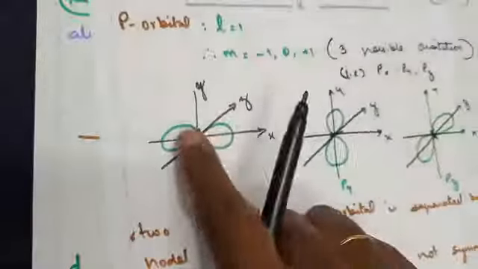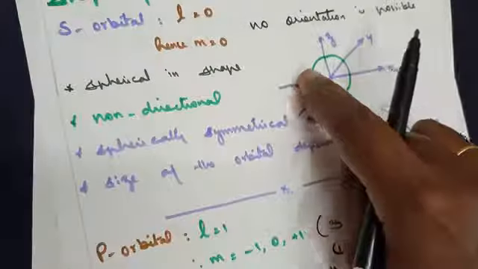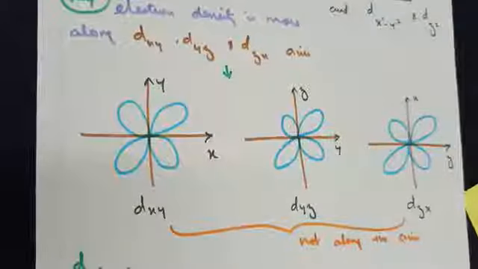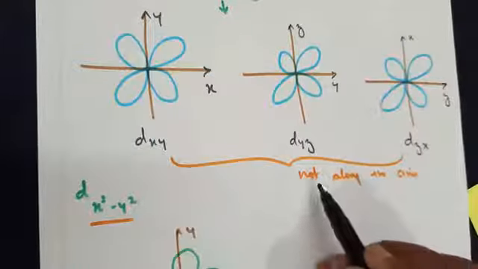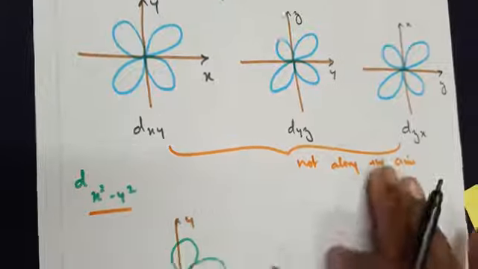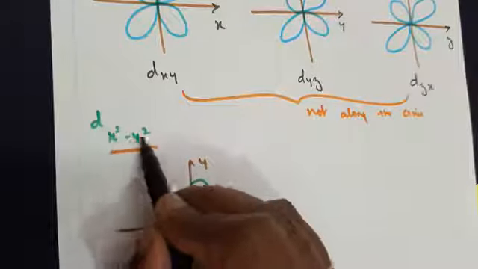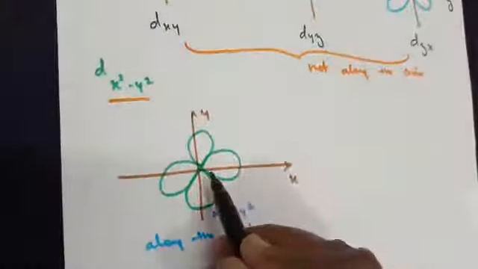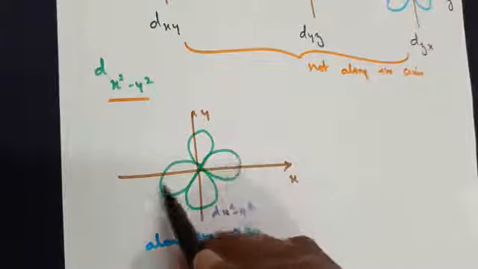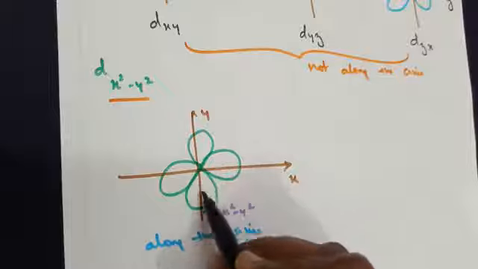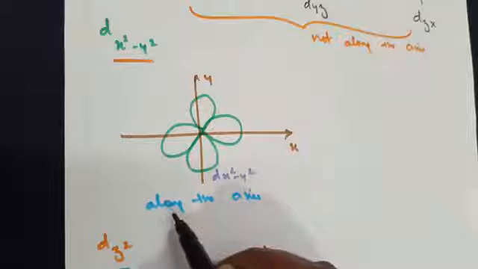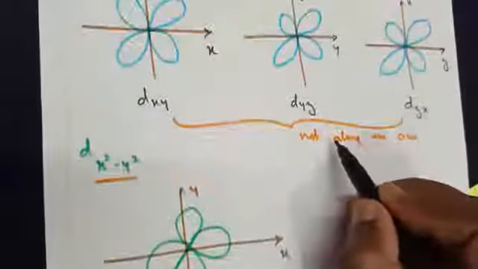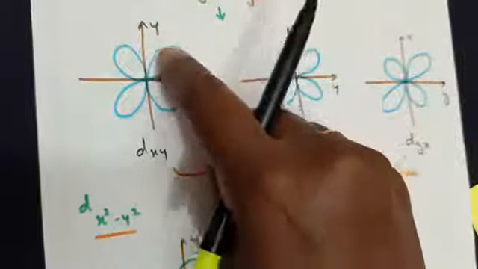Remember, for the p orbital they fall on the line. For the s orbital also they fall on all the axes. But when it comes to the d orbital, they are falling in between the axes, not along the axes. But when you come to the fourth one, dx square minus y square, the diagram is the same, a clove shape, but the electrons are found along the axis. X axis 2 lobes, y axis 2 lobes. Hence we are writing it as x square minus y square. So you can say they are along the axis. Not along the axis means they are in between, not on the line.